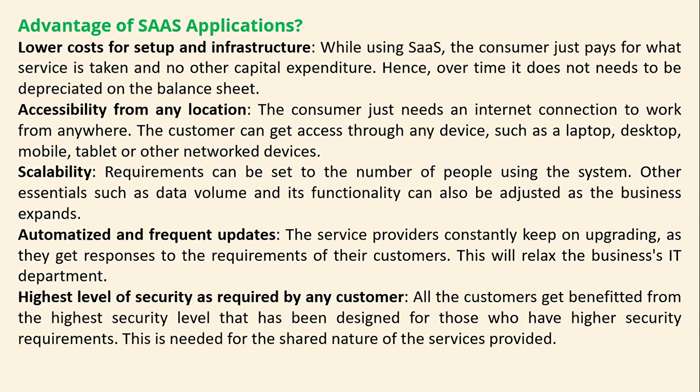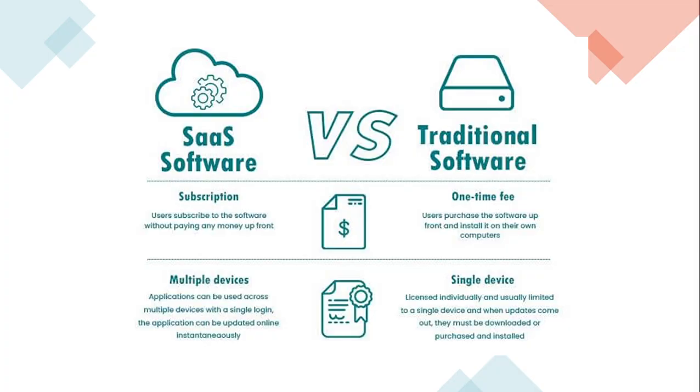Next is automated and frequent updates. The service provider constantly keeps upgrading in response to the requirements of their customers. This relieves the business IT departments. Next is the highest level of security as required by any customer. All the customers benefit from the highest security level that has been designed for those who have higher security requirements. In a shared service, this is very beneficial.